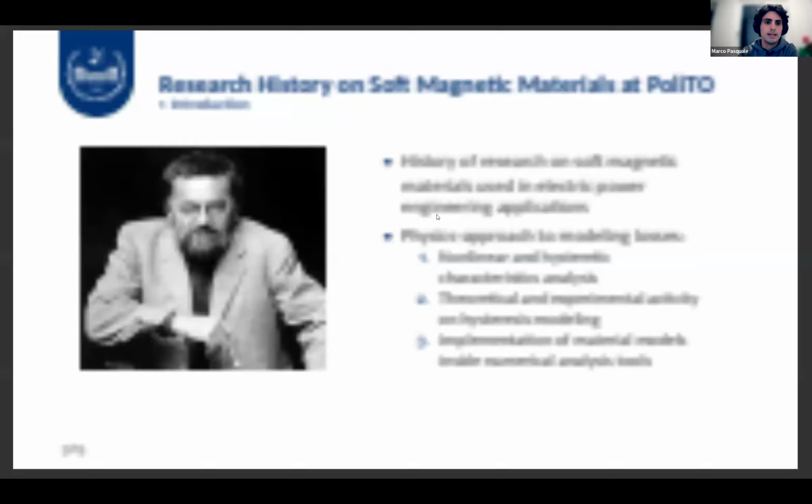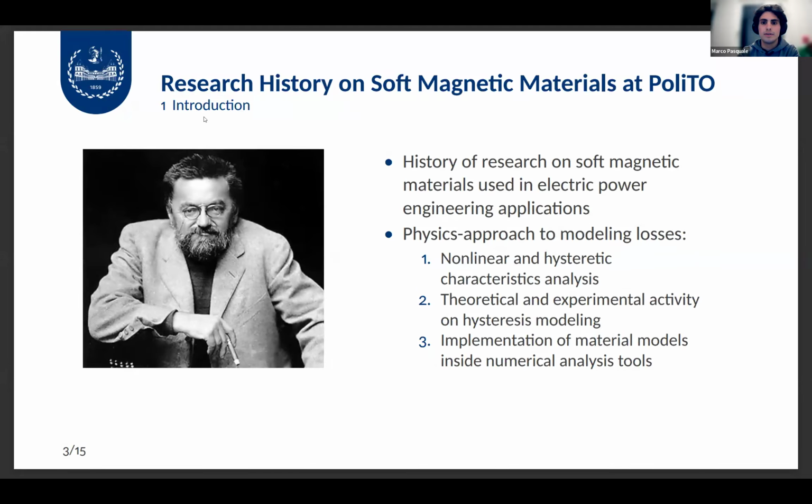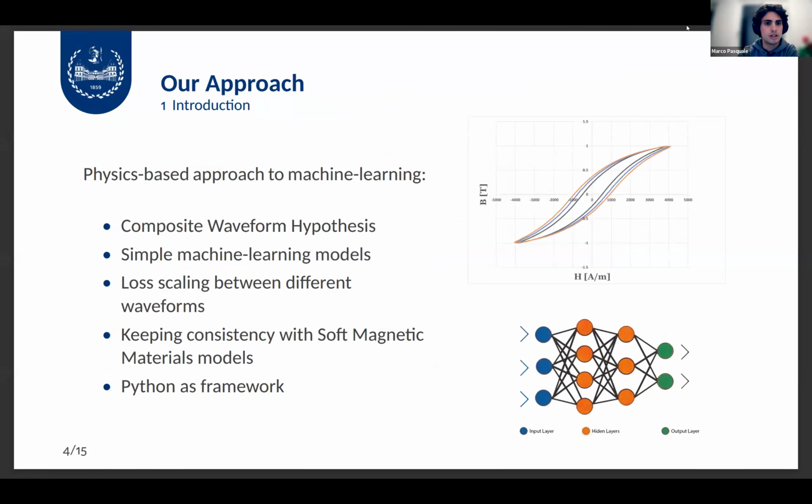All right. So let's start with a bit of history of research on soft magnetic materials at our institution. There's been a lot of research going on soft magnetic materials used in various applications. So a lot of computational electromagnetics, a lot of numerical models on nonlinear and hysteretic behavior of materials. So in our approach, it was just fair to start from a more physics-based approach.